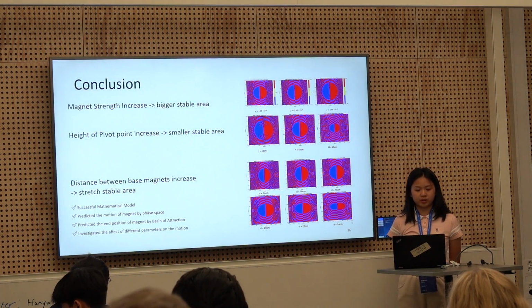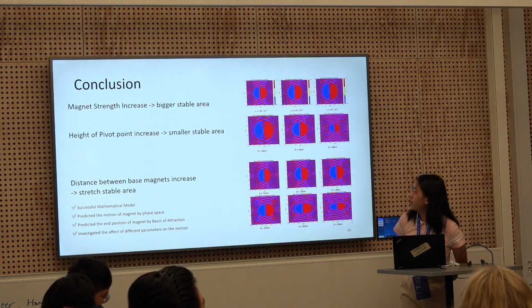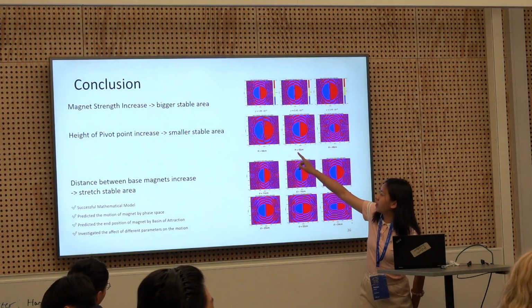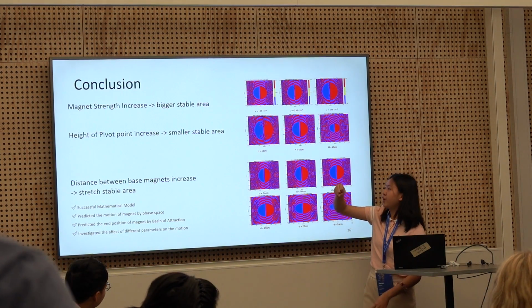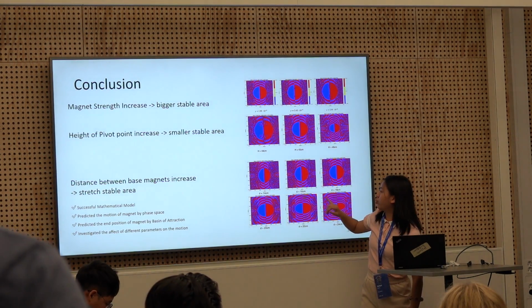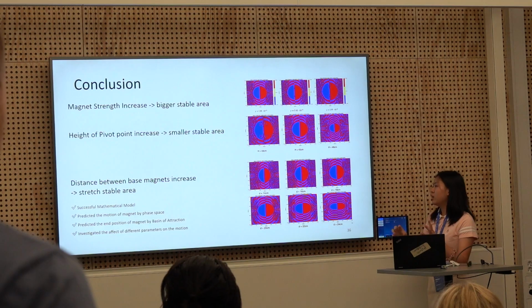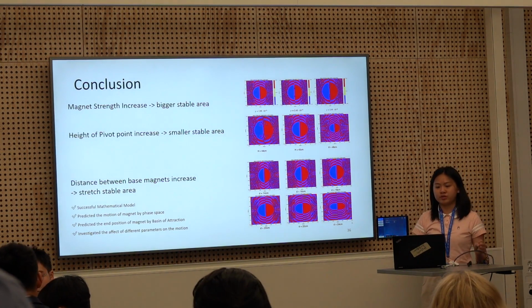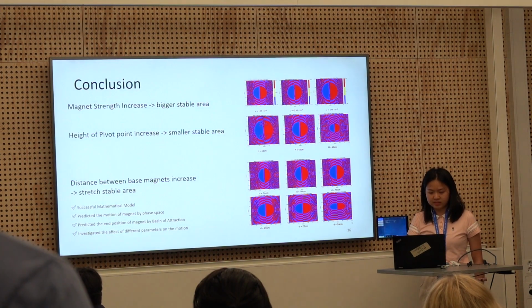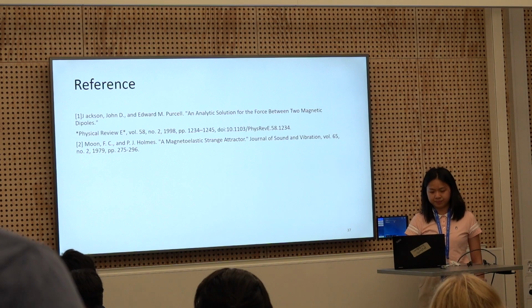Yeah, and that comes to our conclusion. When we increase the magnetic strength, the stable area is generally bigger. When we increase the height of the pivot, when we lift it up, the stable area is smaller. And when the distance between those two magnets increases, it kind of stretches the stable region horizontally. Yeah, that's all I have, and those are the references.